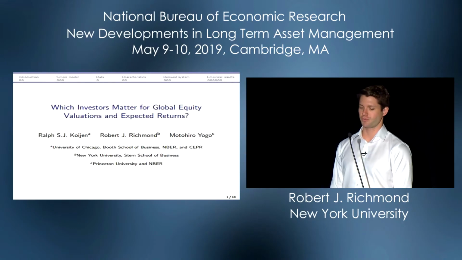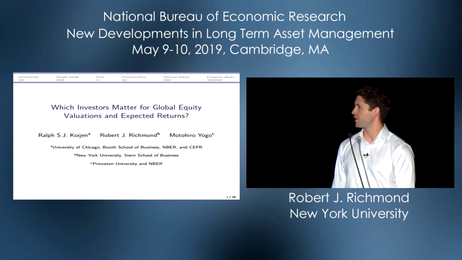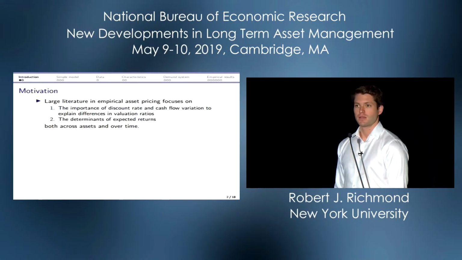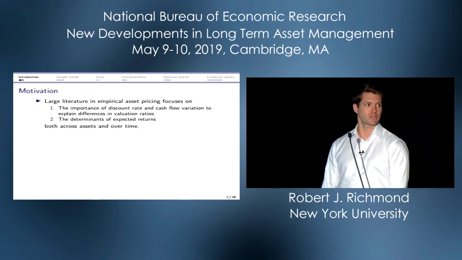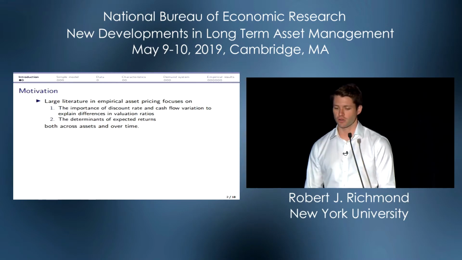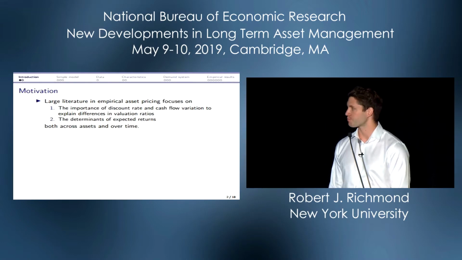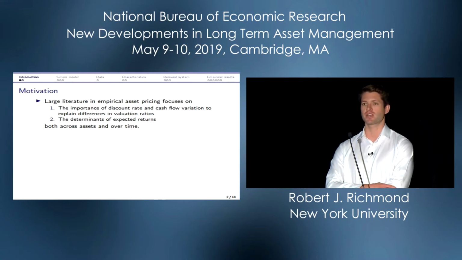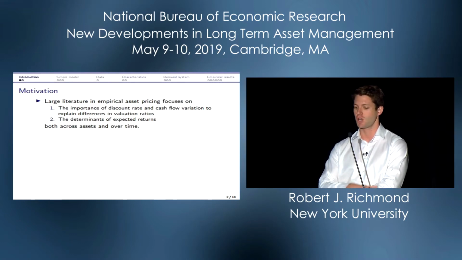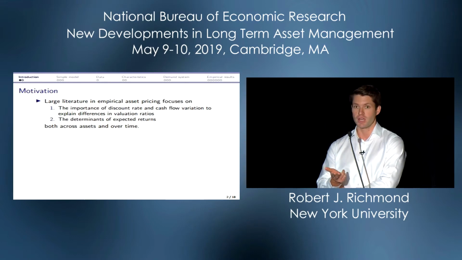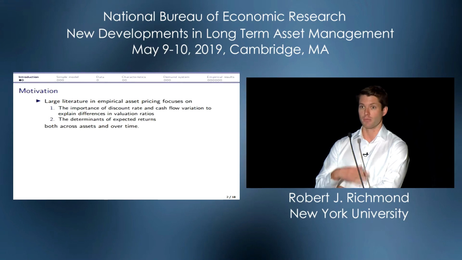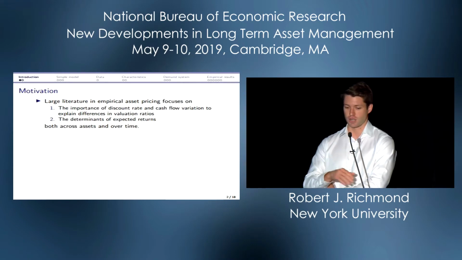This paper is about which investors matter for global equity valuations and expected returns. So the starting point for this paper is a large literature in empirical asset pricing that focuses on a couple of questions. The first set of questions is understanding whether it's discount rate variation or cash flow variation or both that explains variation and differences in valuation ratios across firms, both across time and in the cross-section.